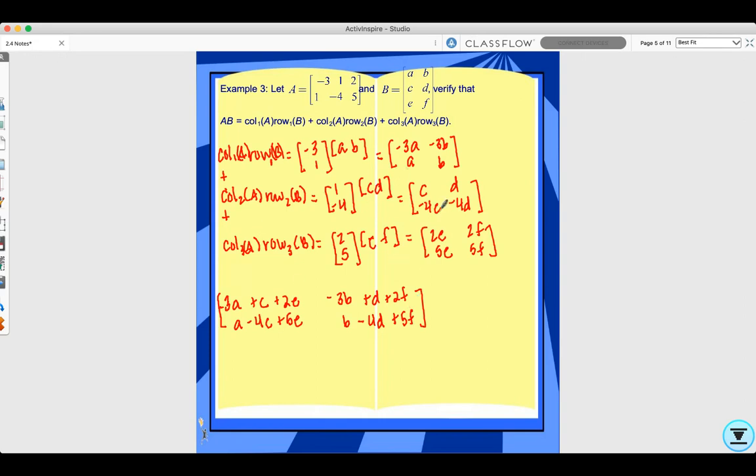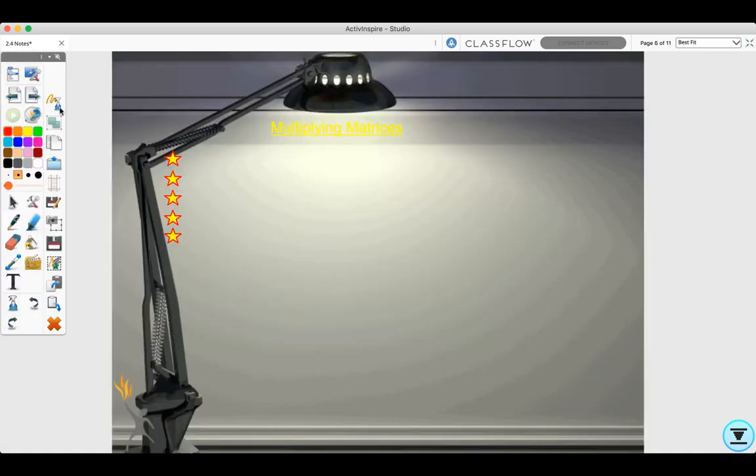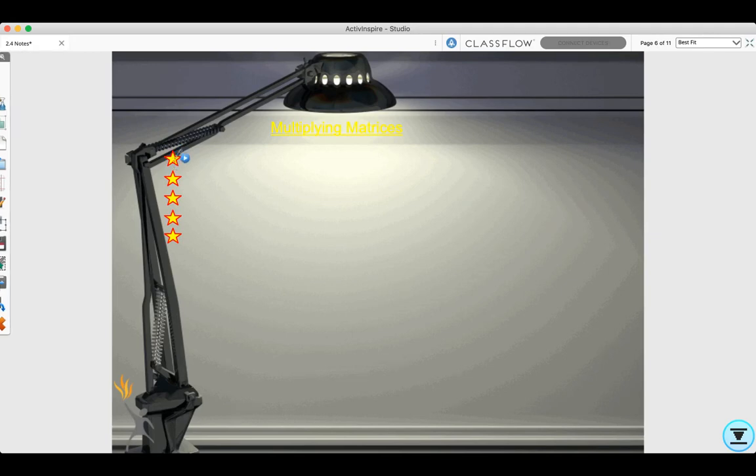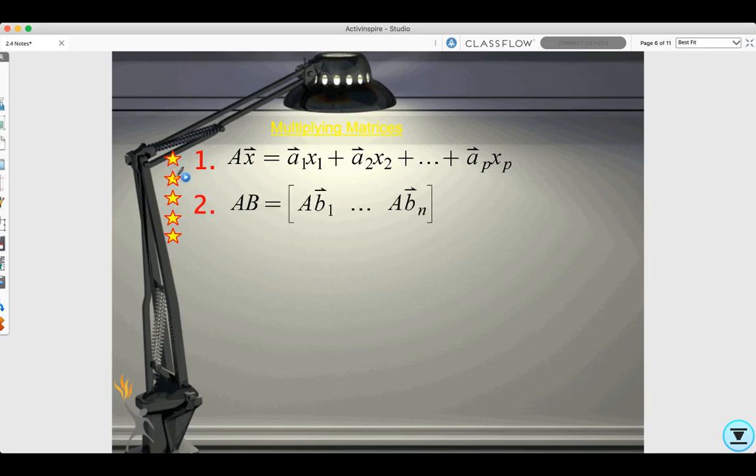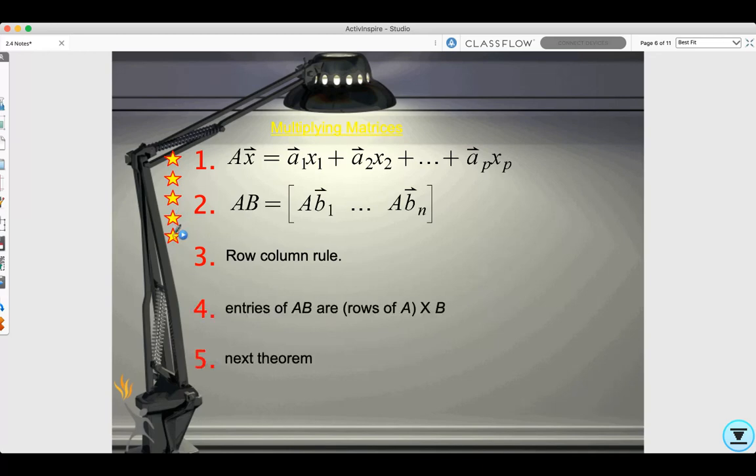And that's just verifying all the row operations that we did to find it. Multiplying matrices. 1. A times vector x equals a1 times x1 plus a2 times x2 all the way to ap times xp. 2. A times B is A times b1 all the way to A times bn. 3. The row column rule. 4. Entries in AB are rows of A times B.